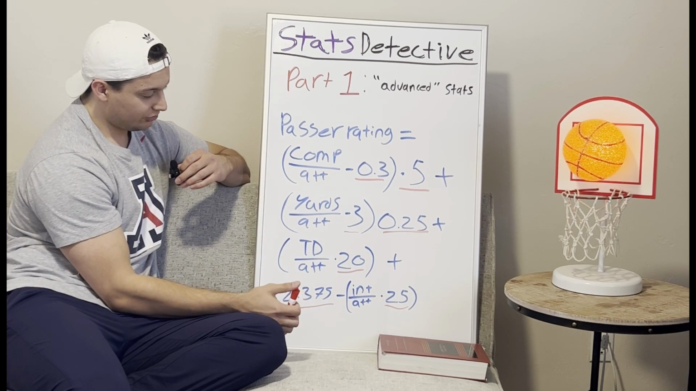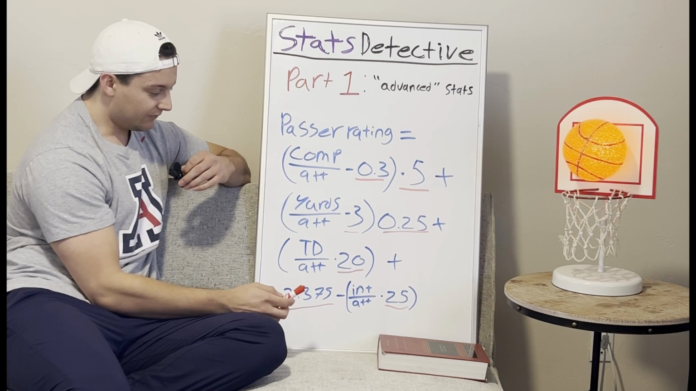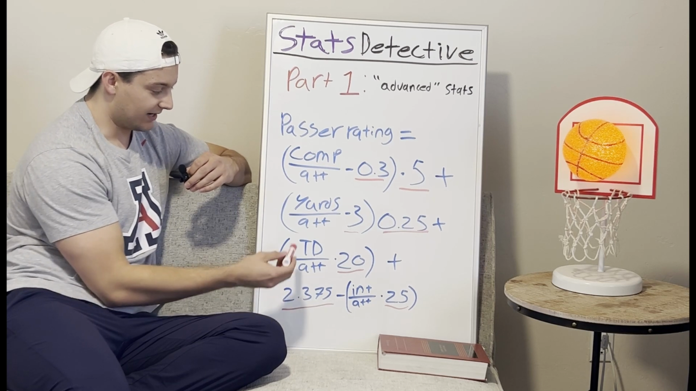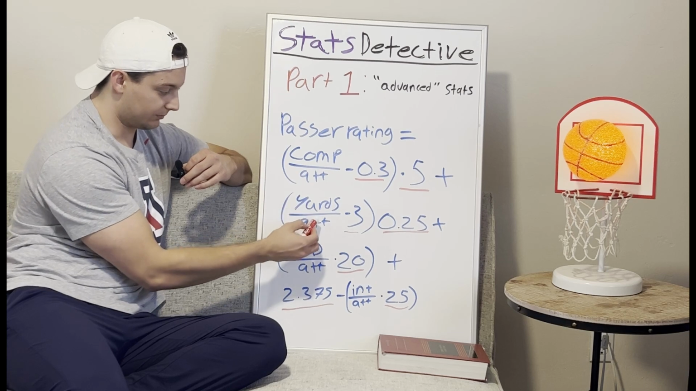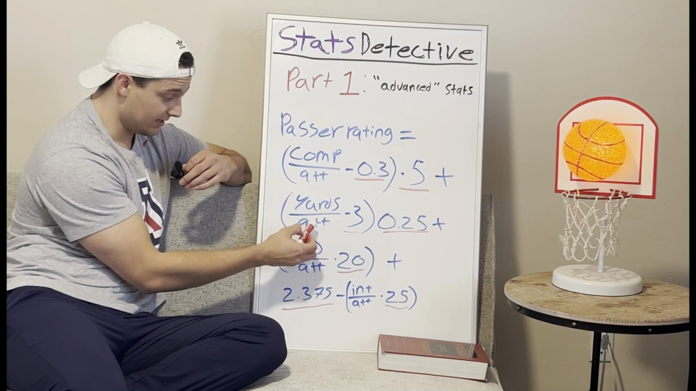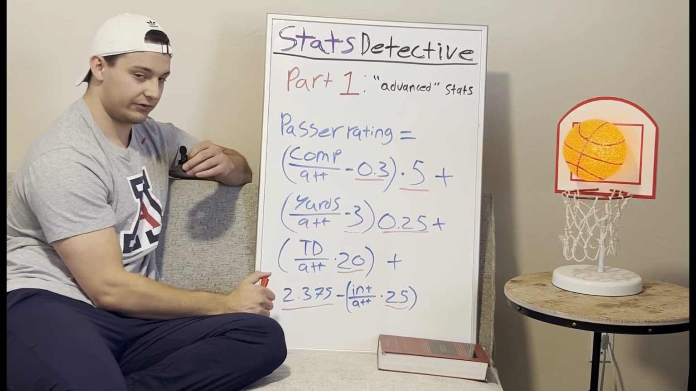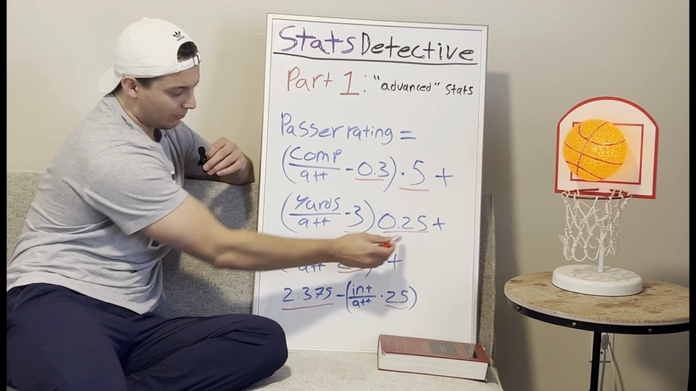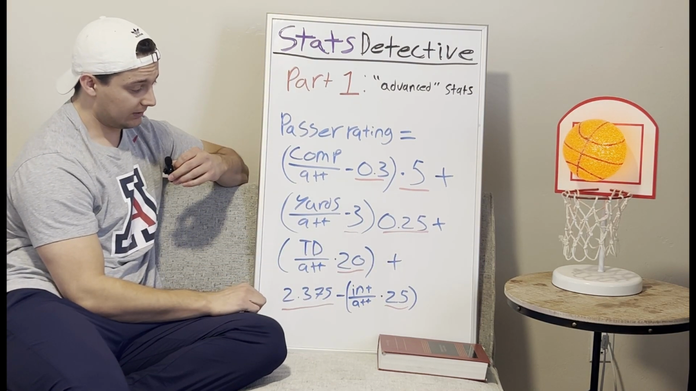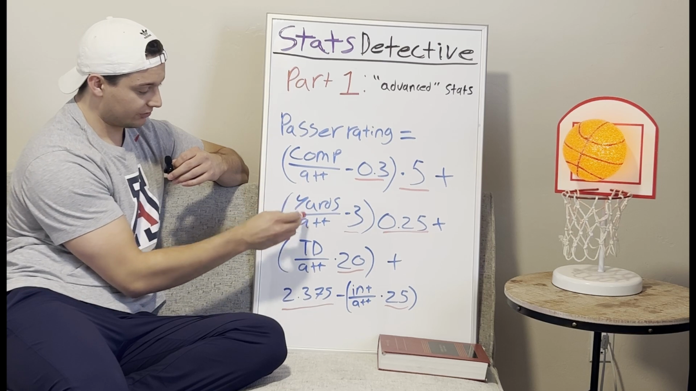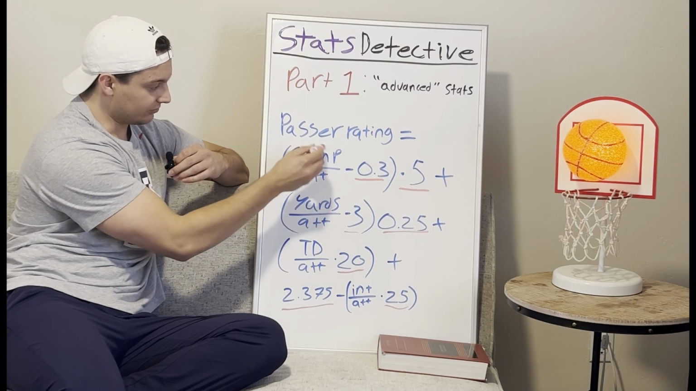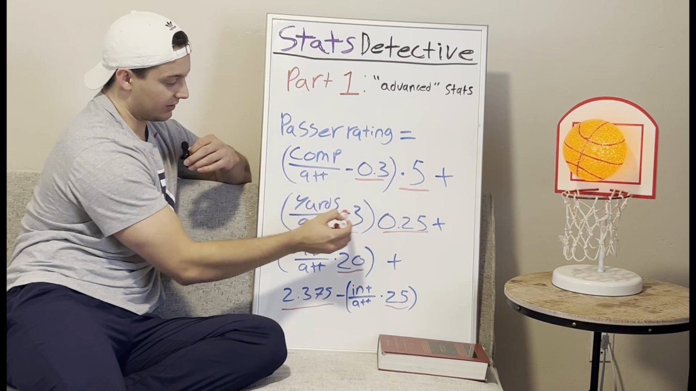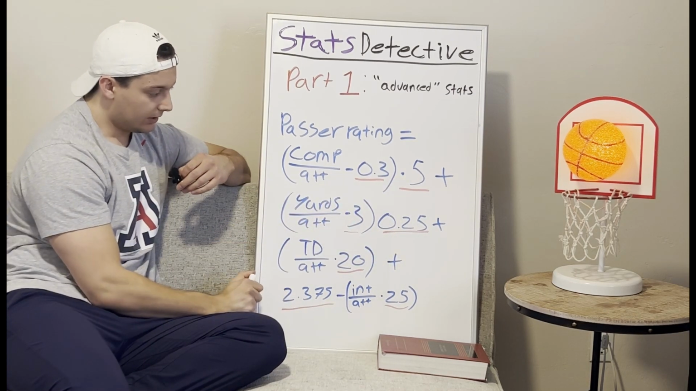Okay, then you have this yards over attempt minus 3. Now, why would you subtract off 3? If you threw for 100 yards on 10 attempts, this proportion would come out to 10. Then you're just going to subtract off 3 for whatever reason, and then you're going to multiply by a quarter, meaning that your yards over 10, they're saying that yards are not nearly as important as completion. We're going to multiply this by a number greater than 1 and this by a number less than 1.